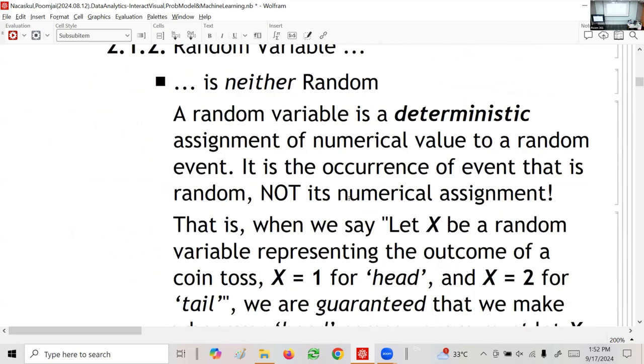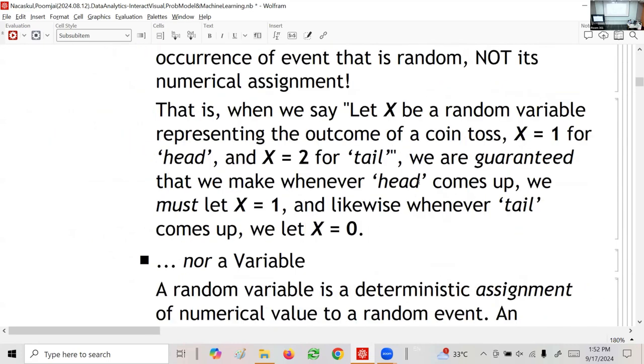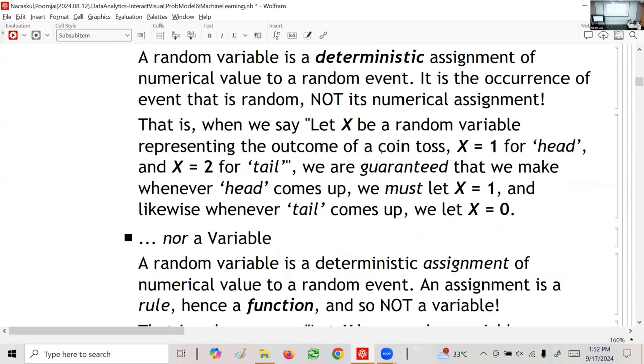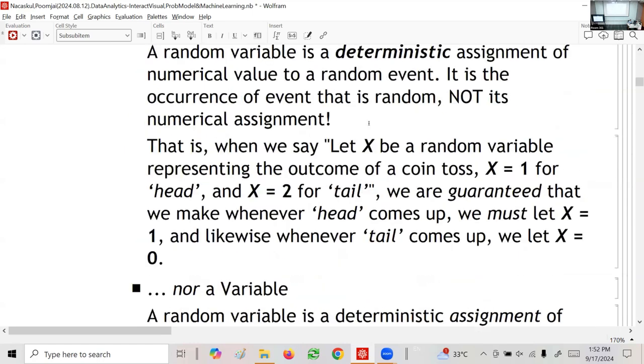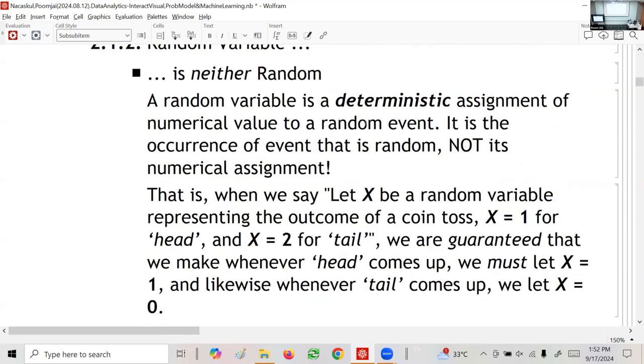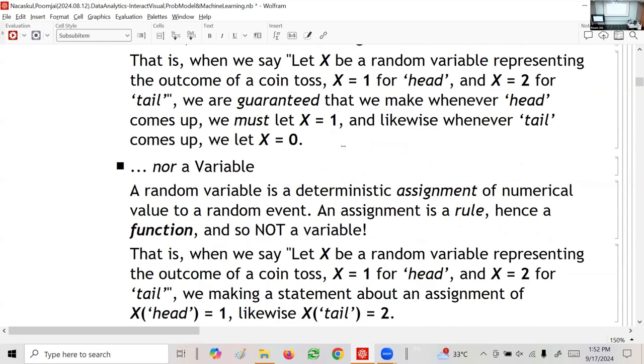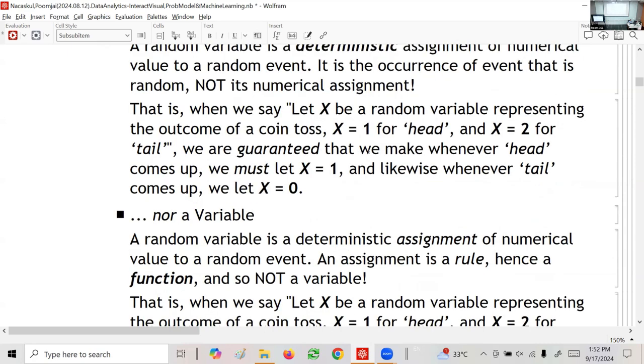Now, the second concept, which I think I talked to you about already last time, right? And this is something that I'll ask again on the midterm. Why is a random variable not random nor variable? Why is it not random? Because I make it a rule that if I see a head, I call it 1. I can't toss a coin, see head and call it 1, toss a coin, see head and call it 0. I can't do that. So it's not random.